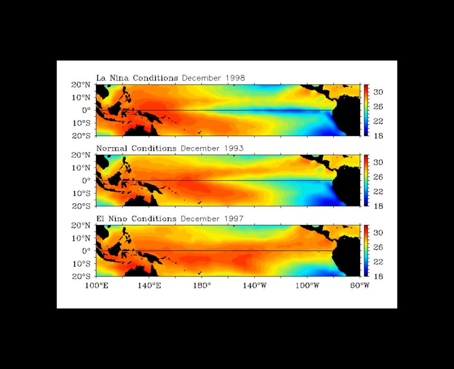Notice that in La Nina, the upper illustration, the cold water is much more pronounced than in a normal year, moving cold, nutrient-rich waters further into the Pacific Ocean.